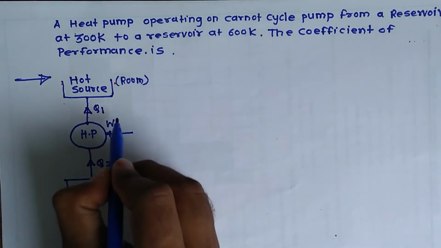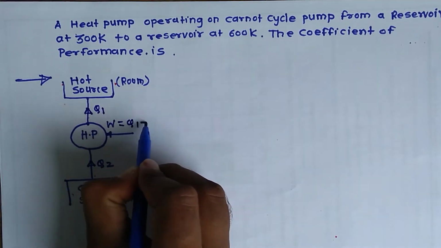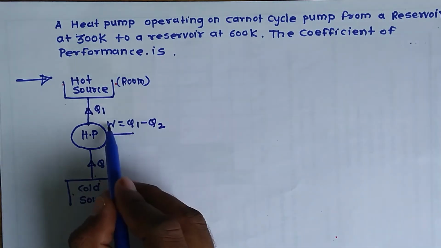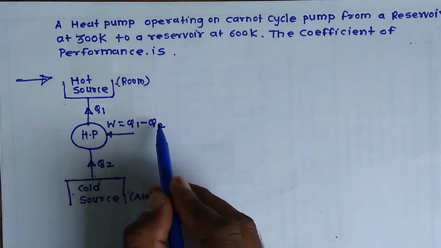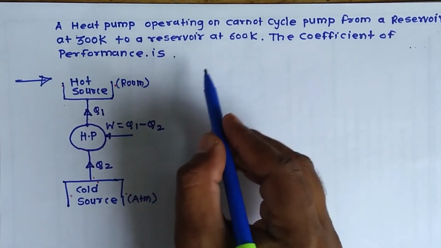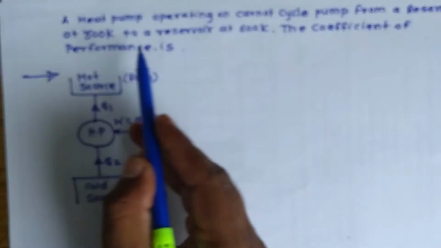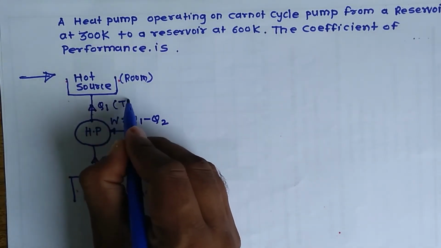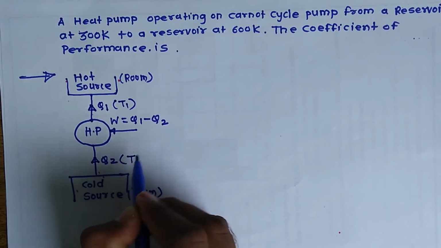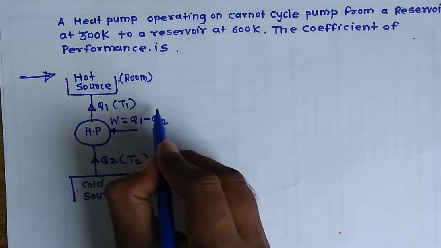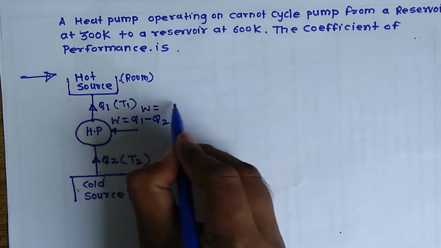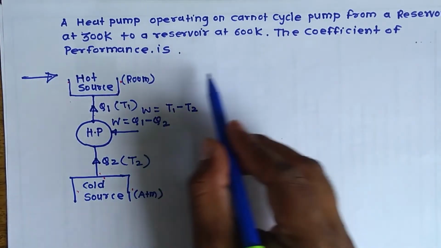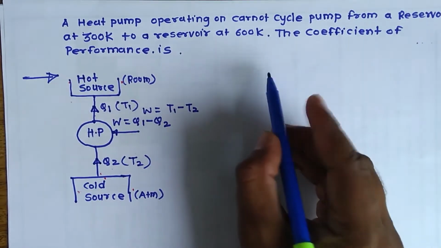Okay, so that W will become Q1 minus Q2. As per the first law of thermodynamics, W is equal to Q1 minus Q2. Here in the problem statement they have given the heat in terms of temperature, so we can replace Q1 with T1 and Q2 with T2, so that W will be T1 minus T2. So here we can find out the coefficient of performance.